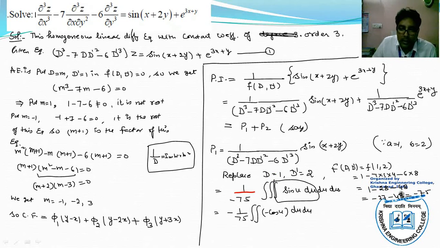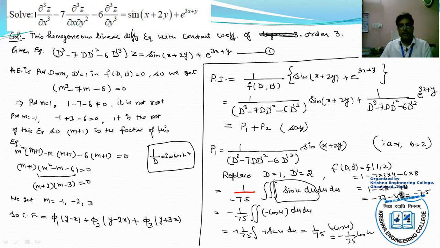Clear? And again integrate. The integration of minus cos u is again minus cos u sin u du. Right? Integration of this, minus times minus becomes plus 1 upon 75. Integration of sin u is again minus cos u. This is 1 upon 75 cos u. Replace u by x plus 2y.